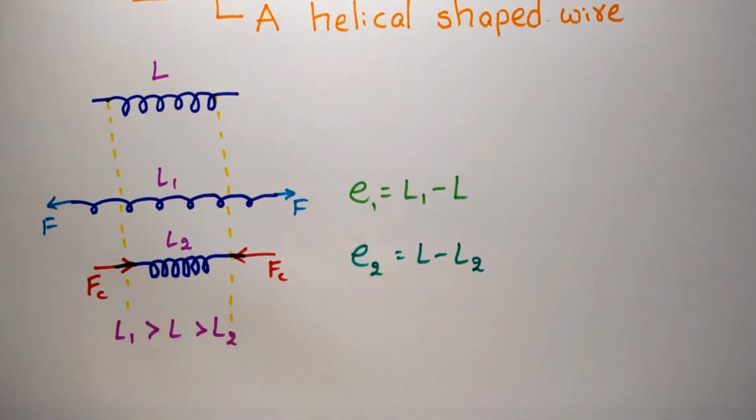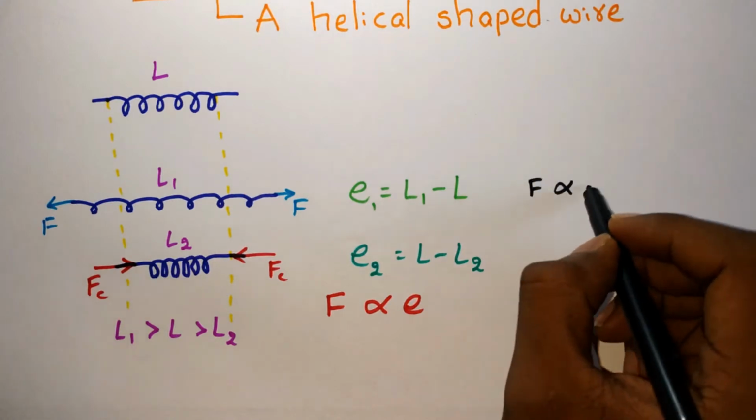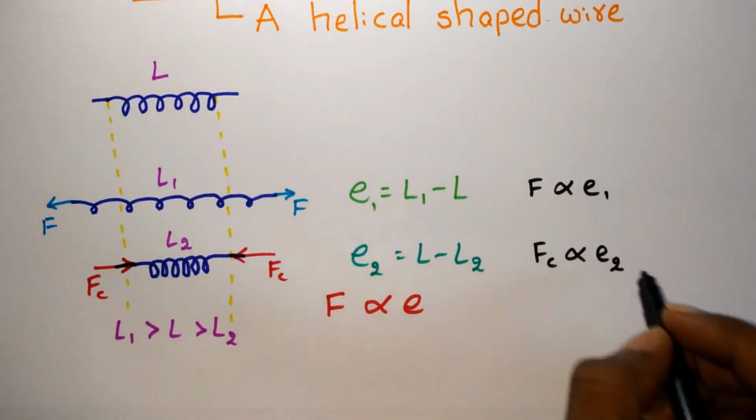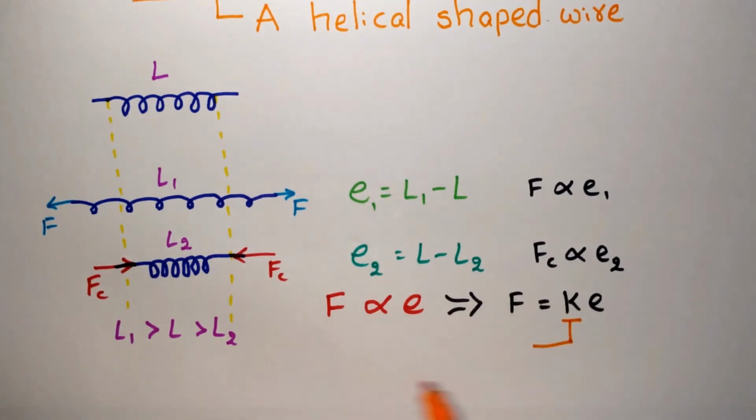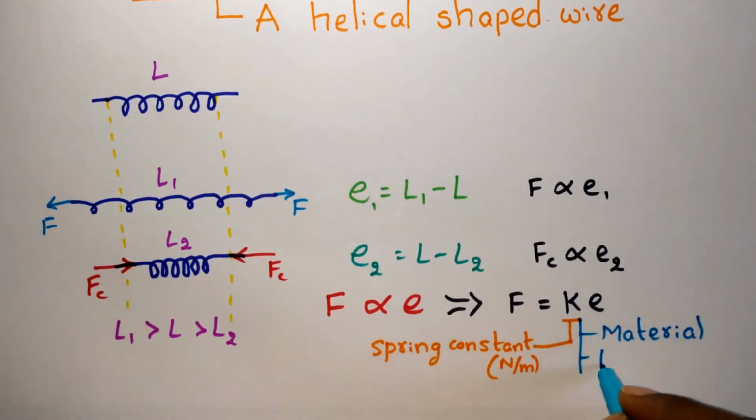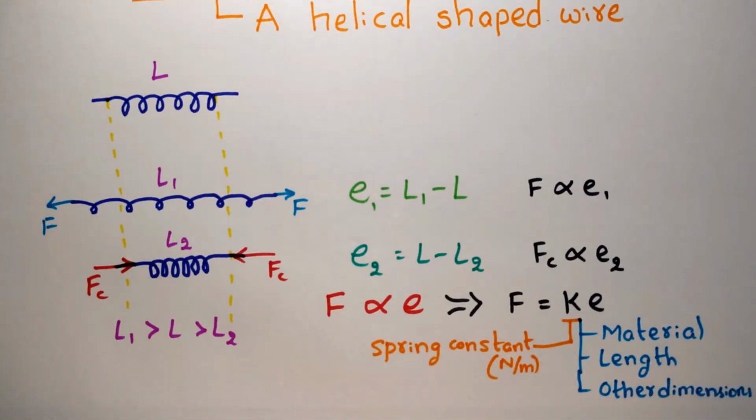And according to Hooke's law, for a spring, the axial force applied is proportional to the change in length of the spring. So we can say F is proportional to E1 and Fc is proportional to E2. Now we can replace the proportionality by a constant K, which is called the spring constant, and its unit is Newton per meter. And this constant value is different for different springs. Its value depends on the material of the spring, length, and other dimensions of the spring. And this relation is called Hooke's law.